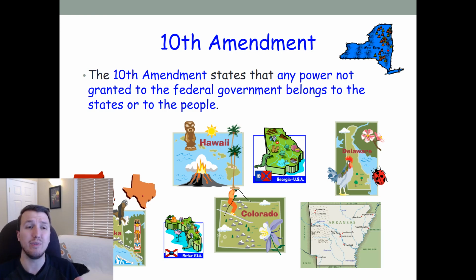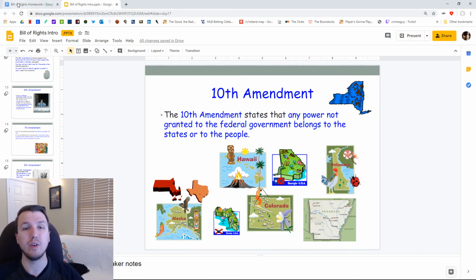It's just kind of saying if the federal government can't do it, and state government can't do it, then you have the power to do it yourself. That's all it's really saying. So yeah, this is pretty straightforward, I think. These are the 10 different amendments.